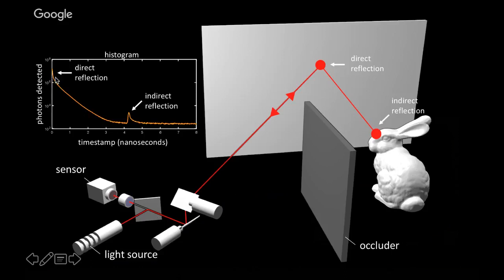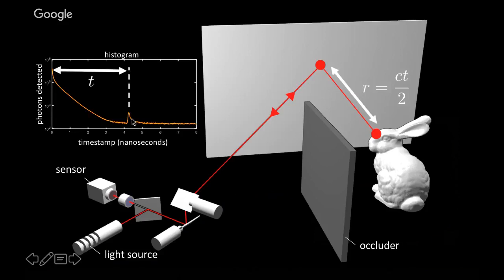Now, the time difference between when the light first arrived at the sensor due to direct reflections and the light that comes back a little bit later in time due to indirect reflections can tell us how far that object is from the wall. So the time difference between these two pulses corresponds to the additional time it takes for light to travel between these two points here.